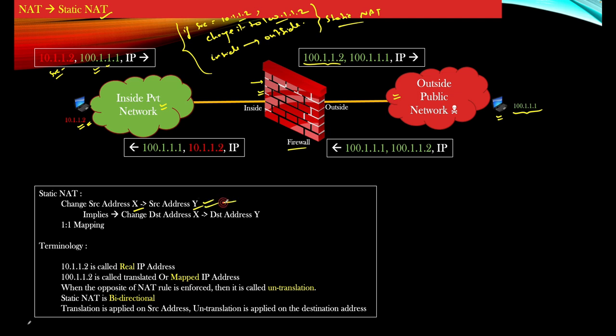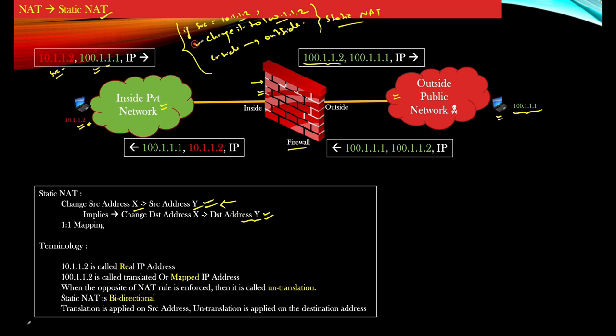And once the user has installed this rule on a firewall device, this rule implicitly installs a second rule. That is, the second rule is automatically enforced. And the second rule says that change the destination address of the packet from X to Y in the opposite direction.